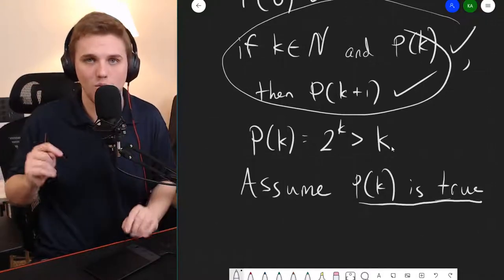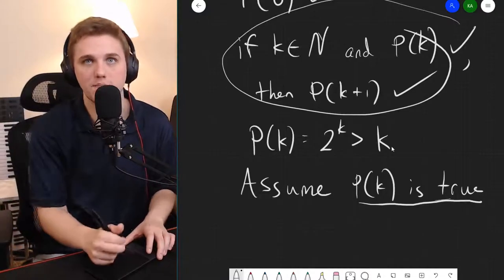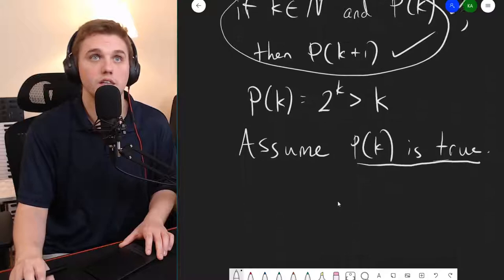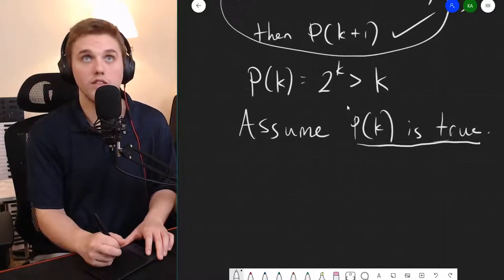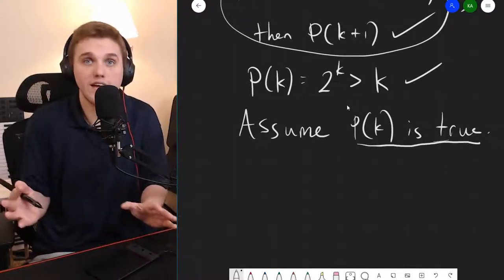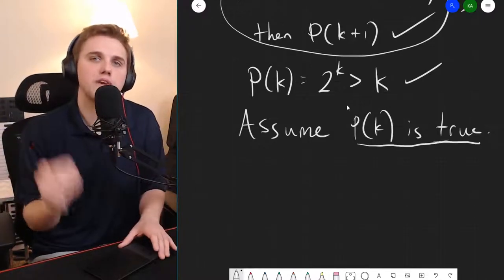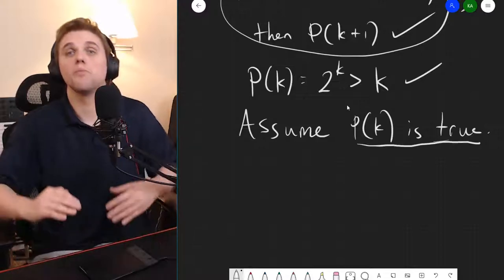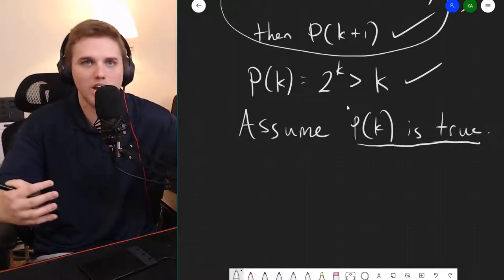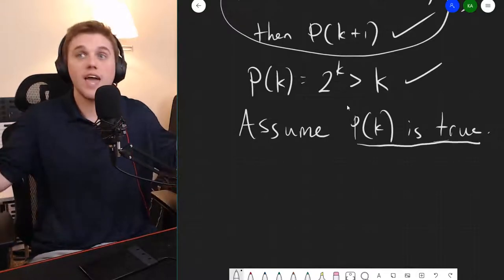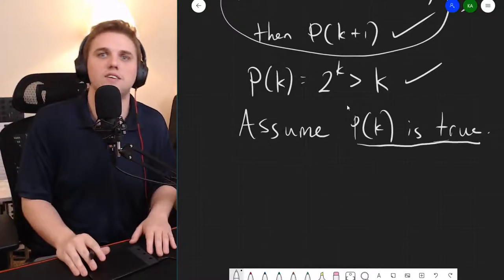What does that mean? What does that imply, right? If P of K is true, that just means that 2 to the K is greater than K is true. So we get that for free. We get that 2 to the K is greater than K. We want to show that P of K plus 1 is true. We're not just going to check it. We're not going to just look at 2 to the K plus 1 is greater than K plus 1 and say, yeah, it looks good, I guess.